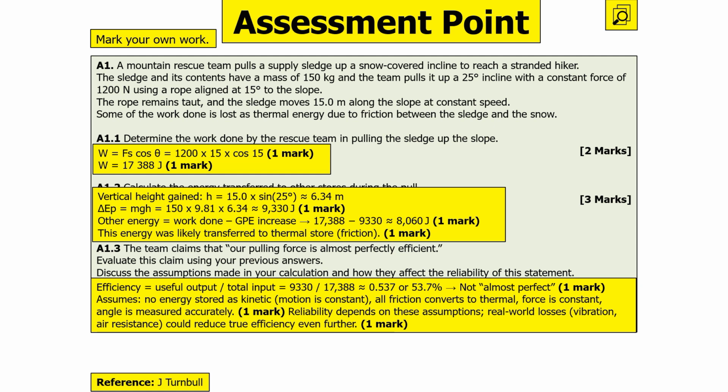So it's 9,330 over 17,388, which is 53.7%. So it's not almost perfect, and it assumes that no energy is stored as kinetic, all friction converts to thermal, and then the force is constant and our angles are measured accurately. Now, the reliability depends on these assumptions, but you have real world losses, such as things like air resistance, which could reduce efficiency even further.